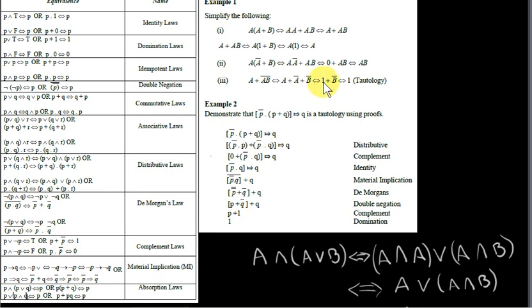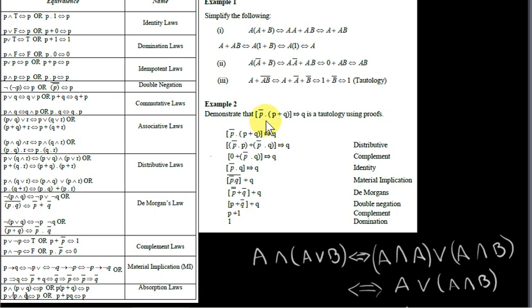Now we've seen this before. Adding 1 onto a proposition just gives us 1. This is the domination law. P or 1 is equivalent to 1. So here P is just not B. The fact that A or not A, and B, is equivalent to 1 means that this statement is a tautology.